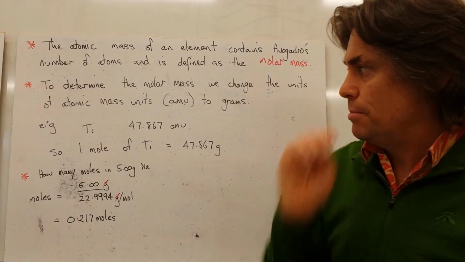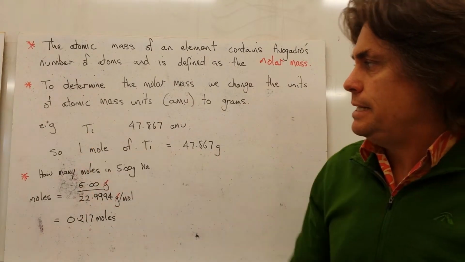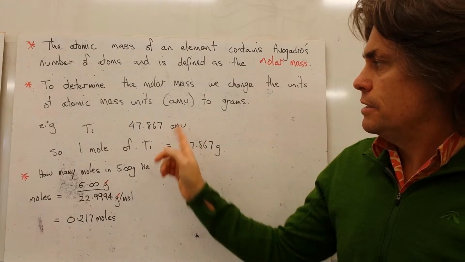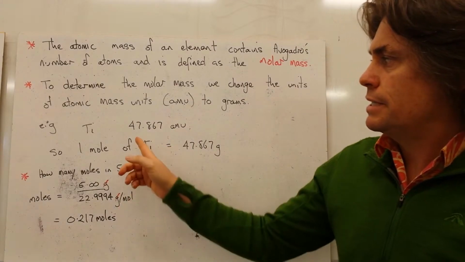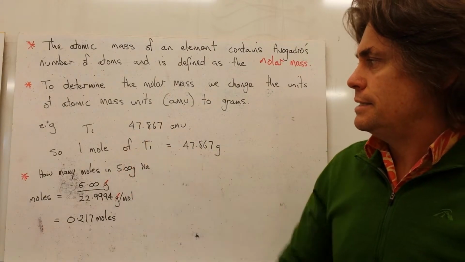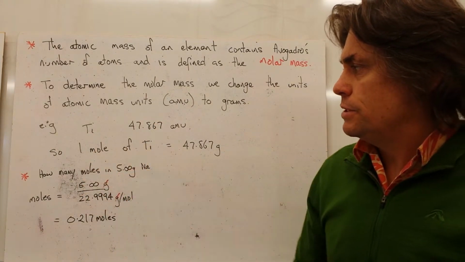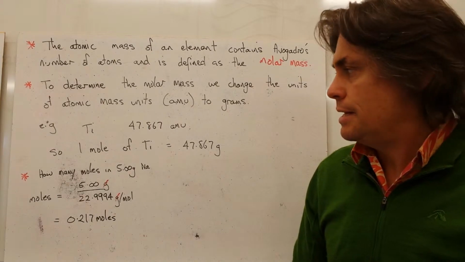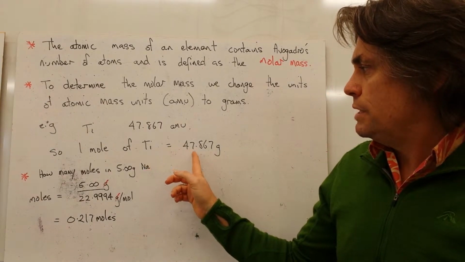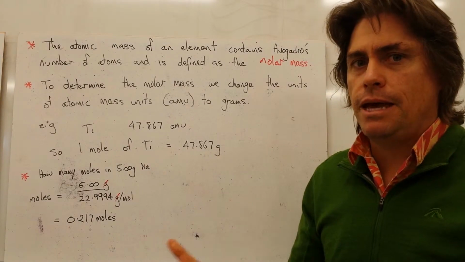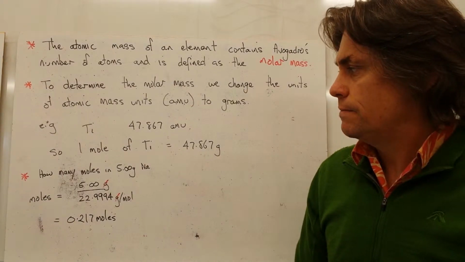So let's take an example. Let's say I have titanium, and its relative atomic mass, measured in atomic mass units from our periodic table, is 47.867. 1 mole of titanium, so 6.022 by 10 to the 23rd atoms, will be equal to 47.867 grams of titanium. And we compare this with carbon-12.